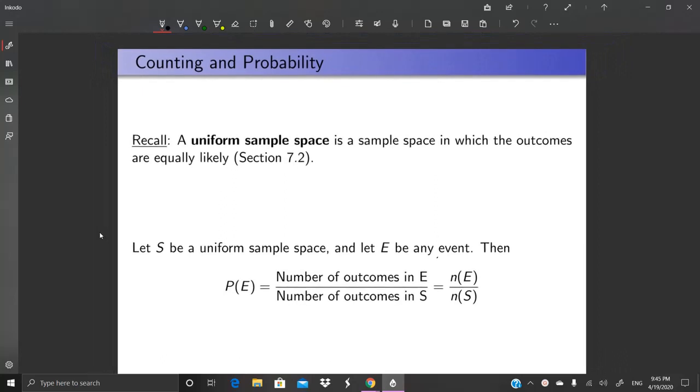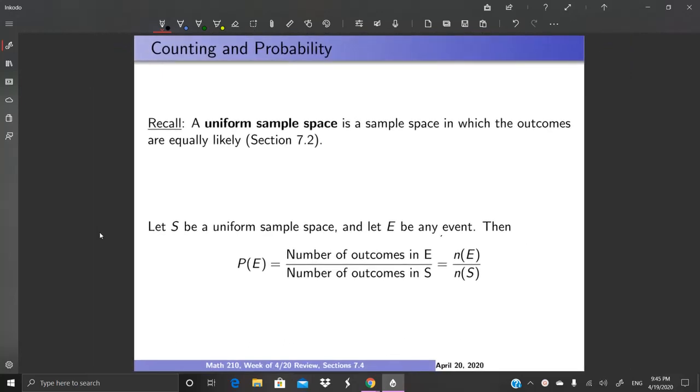Alright, so as usual we'll go over some definitions and then we go over examples. Recall from section 7.2 that a uniform sample space is a sample space in which the outcomes are equally likely. You can go back to our video for 7.2 to review what that is and look at some examples. But for this section 7.4, we're just going to assume that we're working with uniform sample spaces.